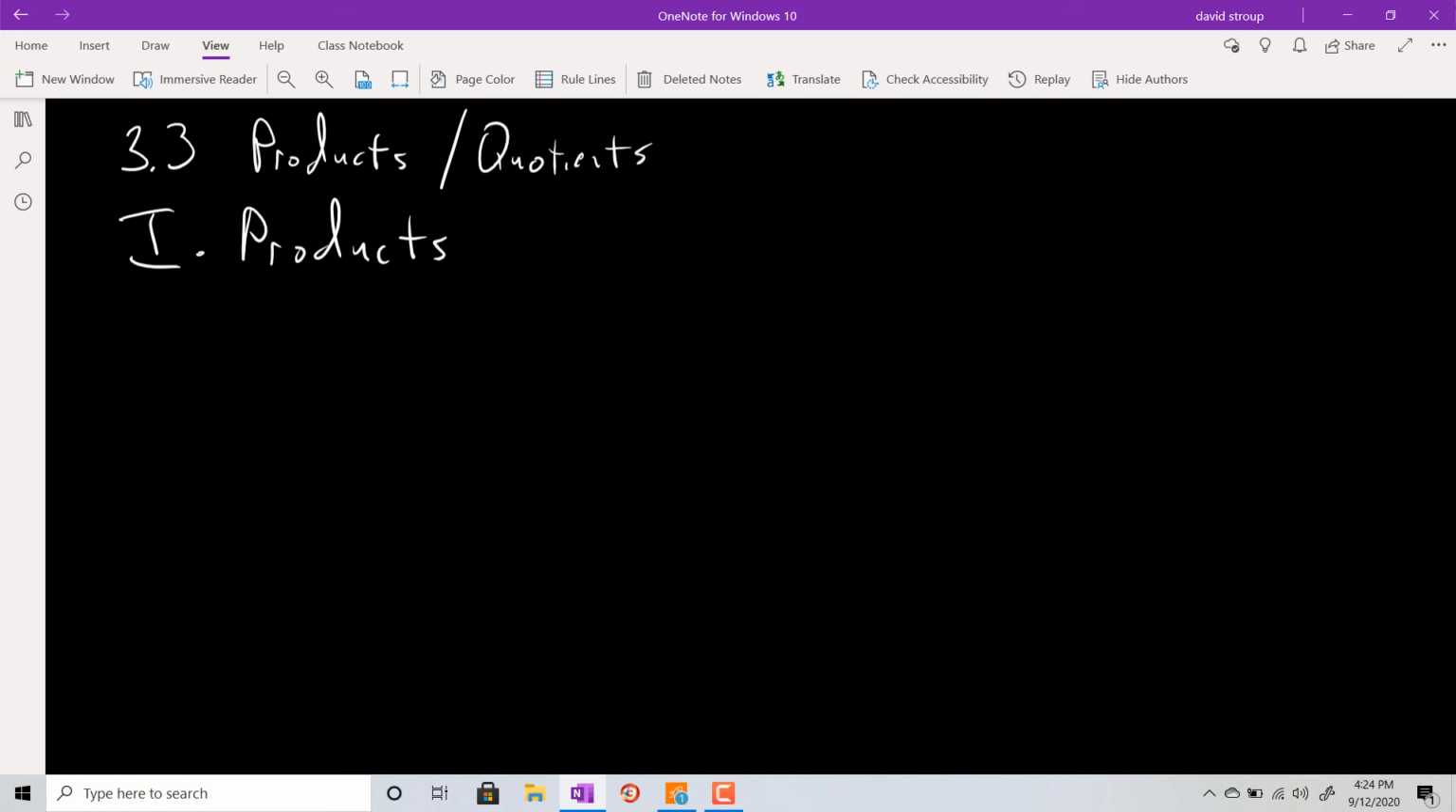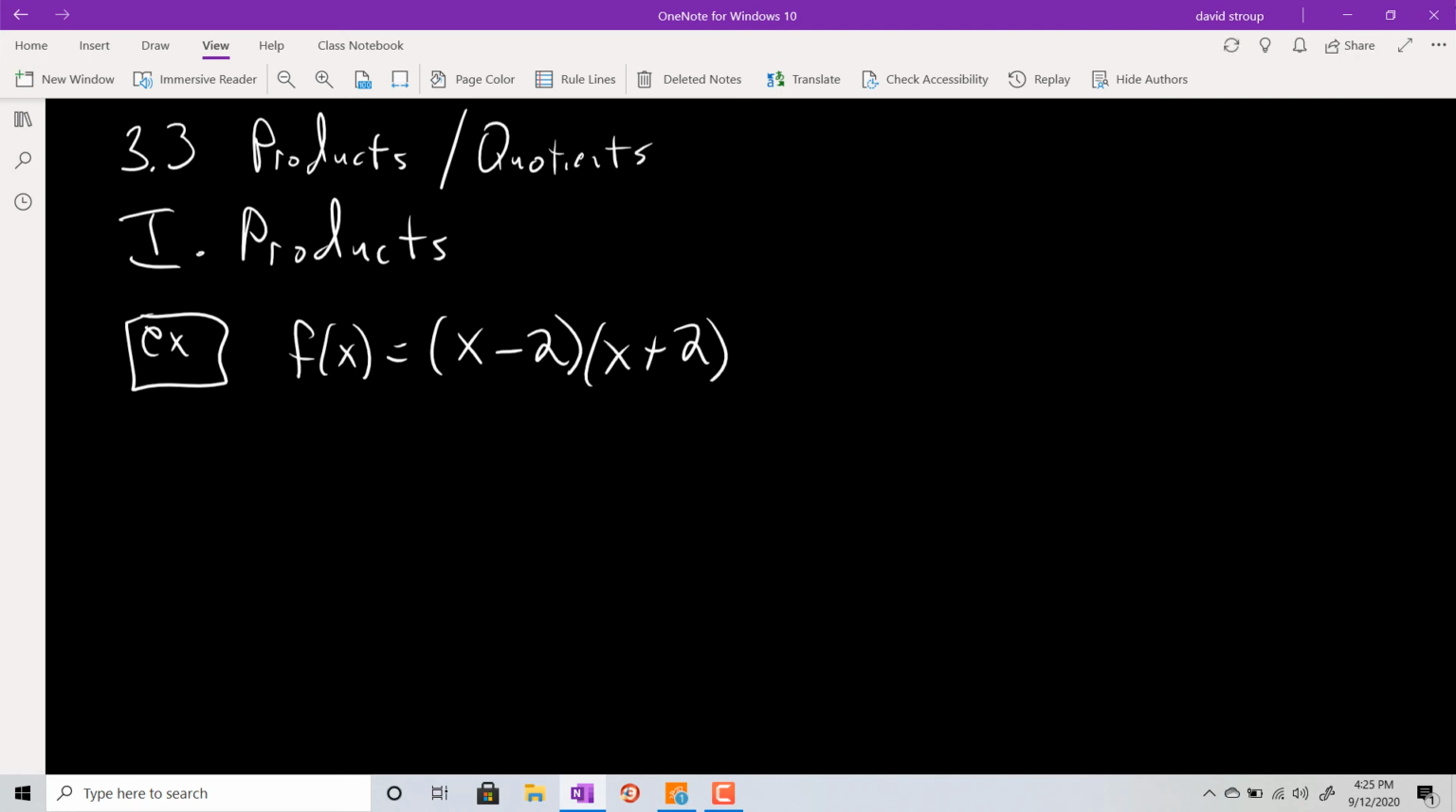And I want to sort of do an investigation. So let's take a look at this example. f of x equals (x minus 2) times (x plus 2). Right? It's an easy example. I want to find its derivative. We can find its derivative using the techniques we already have. We can just FOIL the thing out.